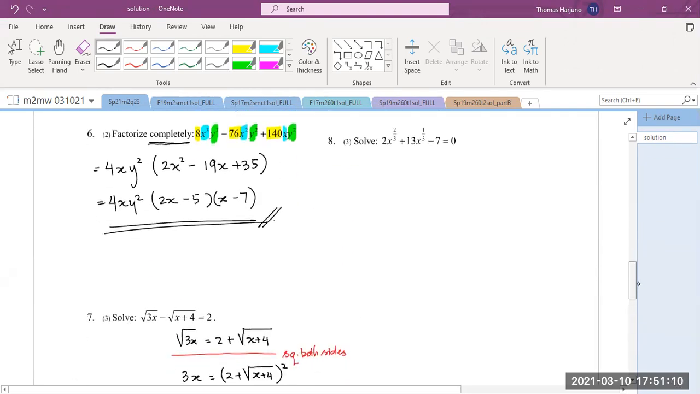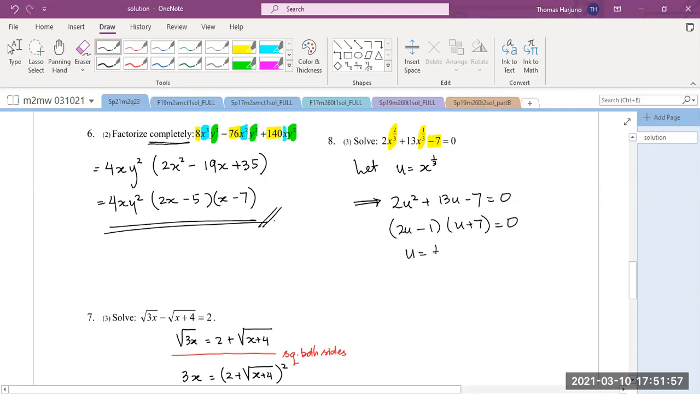Last question, number 8. Oh, this is a quadratic-like equation, huh? Because the variable part here is the square of the variable part here, and the other part is just constant. So I will say let u equal x to the power of 1/3. So the first term, 2 times x to the 2/3, becomes 2 times u squared, plus 13u minus 7 equals 0. Factor: 2u minus 1, u plus 7 equals 0.